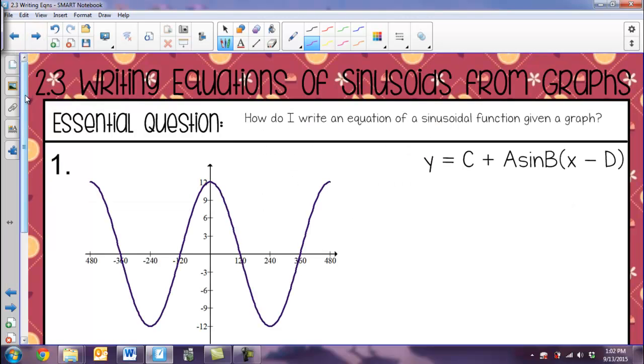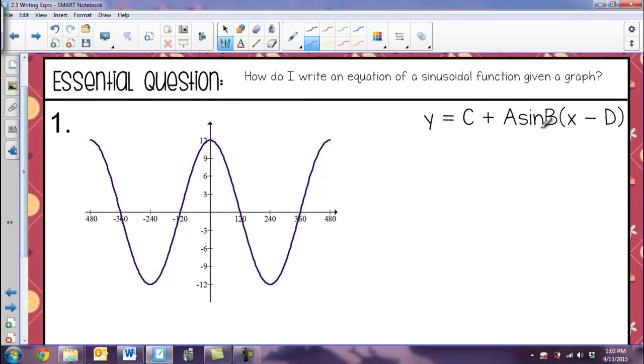First things first, here's your graph, and we need to write the equation of a sinusoidal function that would match this graph. So I left my general form hanging out over here. The first thing that I want to do is figure out all of these letters. So let's just go in alphabetical order, and I'm going to start with A.